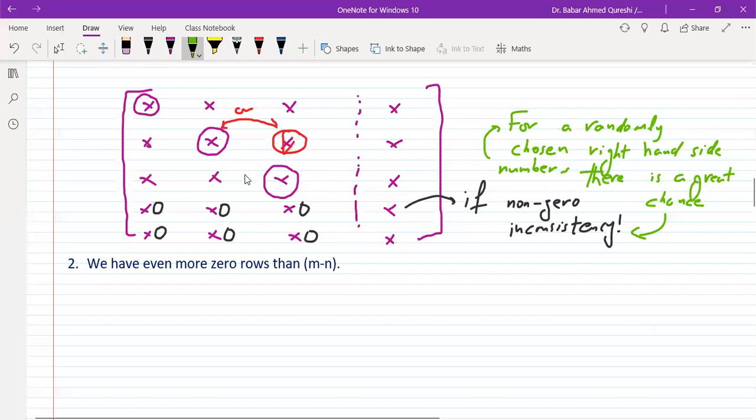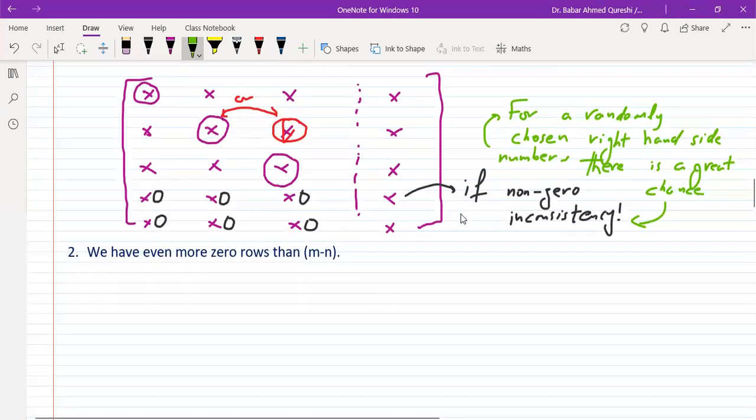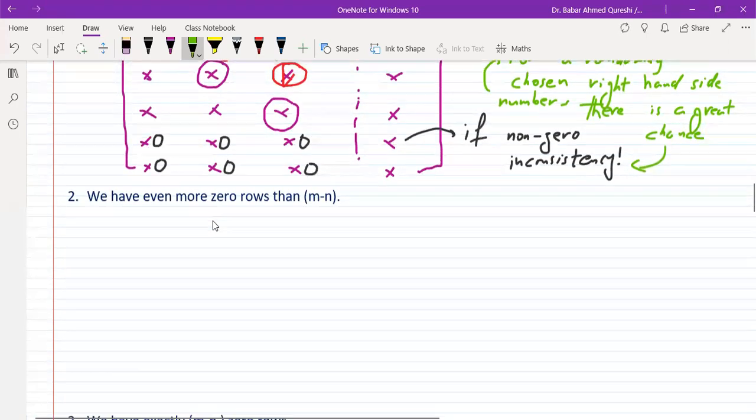But in this case, we know that m minus n rows have to be 0. Suppose now you do not have an inconsistency. You are sure that you have a consistent system. Even then you have two more possibilities. There's a guarantee that m minus n rows will be 0, but there's no guarantee that more than m minus n rows cannot be 0.